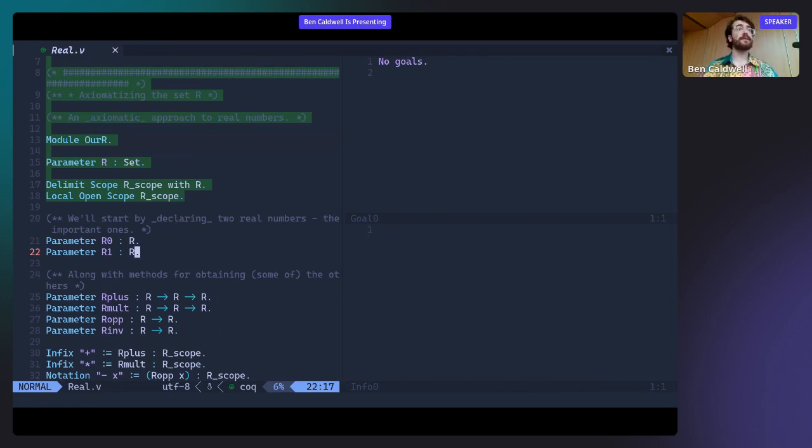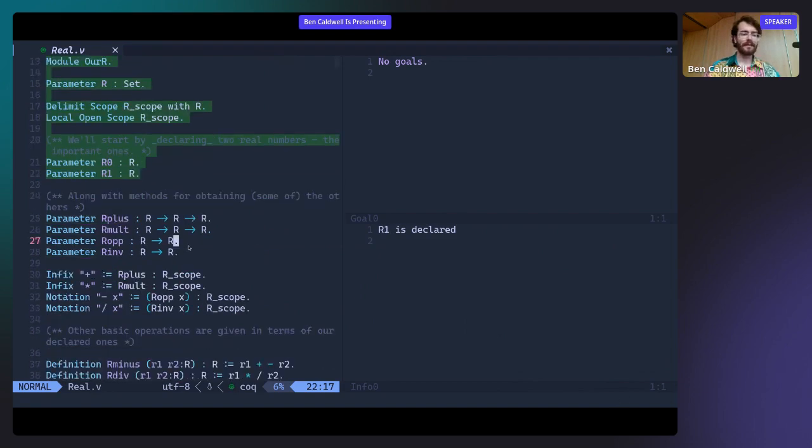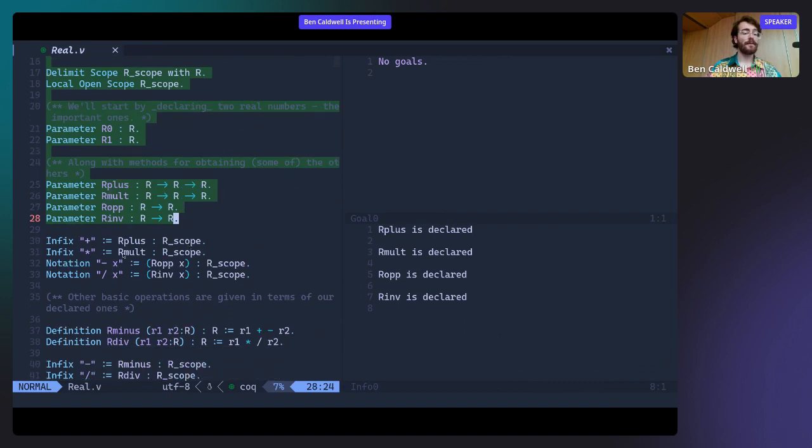We want this to be mostly automated. Otherwise, it's going to be a bit of a headache to actually get through. So we'll declare the only really important real numbers, 0 and 1. And then all of the operations we need to take these and transform them and find other real numbers, which is just going to be our plus, multiplication, negation, and division, or inverse, really.